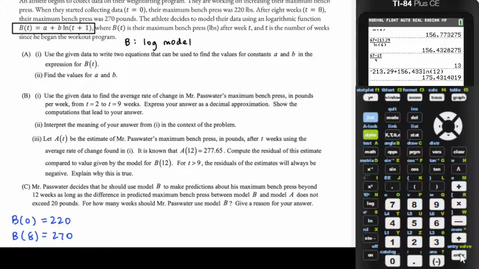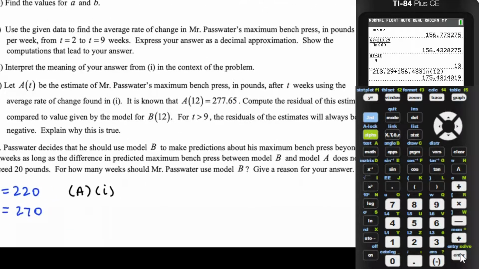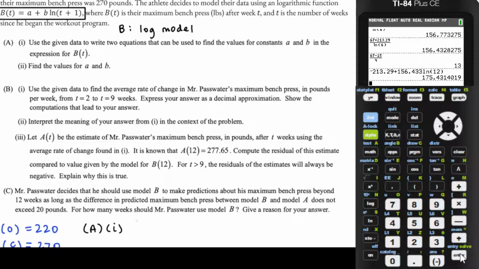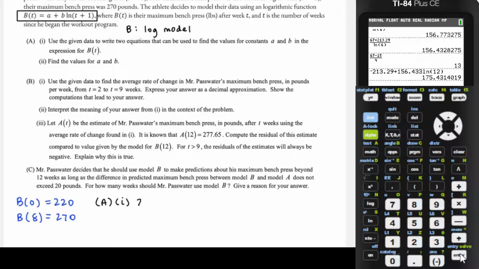Right, so we're going to write two equations that can be used to find the values of a and b. The first is B of 0, which was 220, equals a plus b times the natural log of 0 plus 1. And then B of 8 is equal to 270, equals a plus b natural log of 8 plus 1, which is 9. Maybe I zoom out a little bit so you can see all of that.